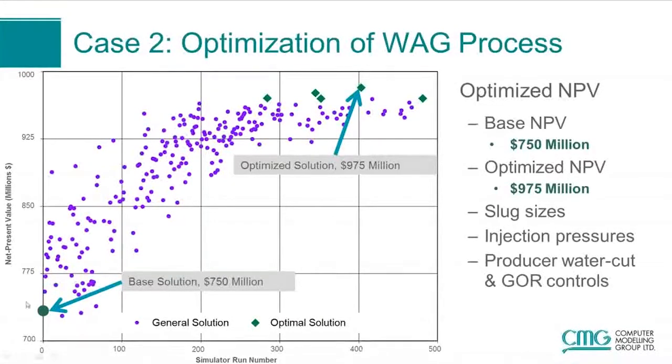As you can see here, I can increase the NPV for this reservoir from $750 million to $975 million by just optimizing the parameters important for the WAG process, such as slug size, injection pressure, and also the producer operating constraints. So this optimization was done with CMOST. And we came up with a set of parameters or operating constraints in such a way that we have the maximum NPV for the project.